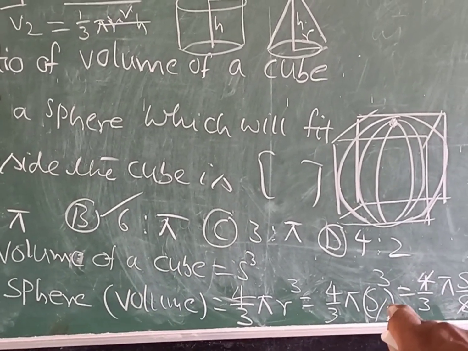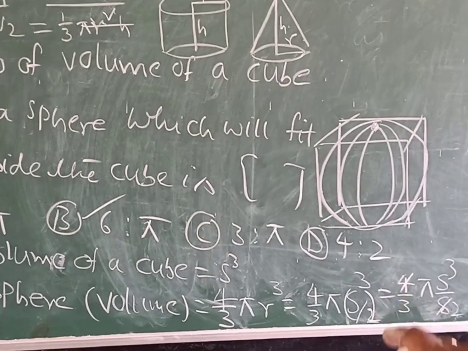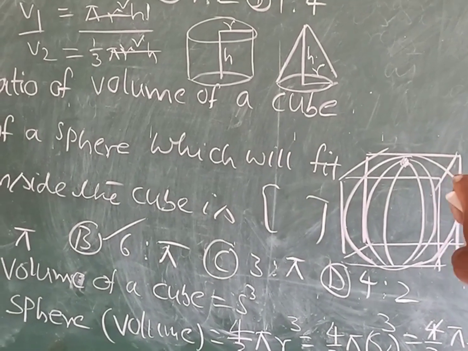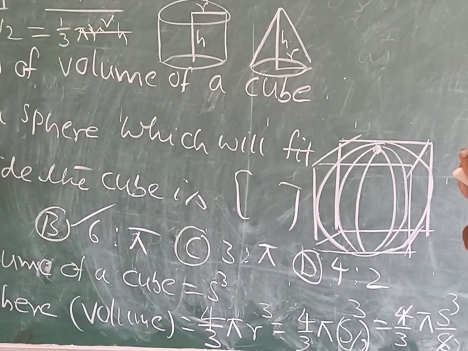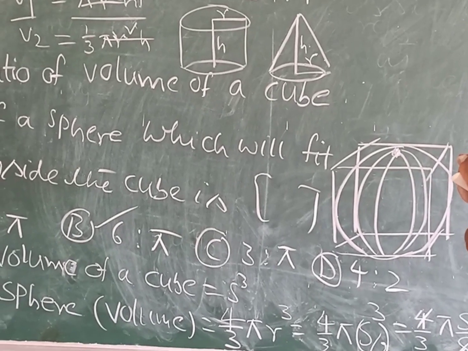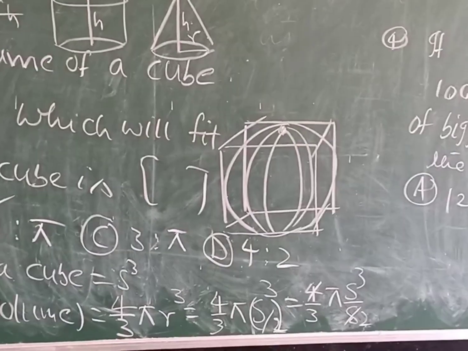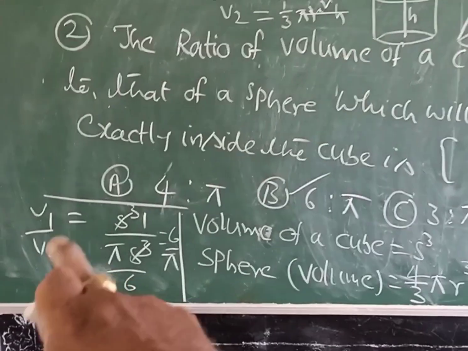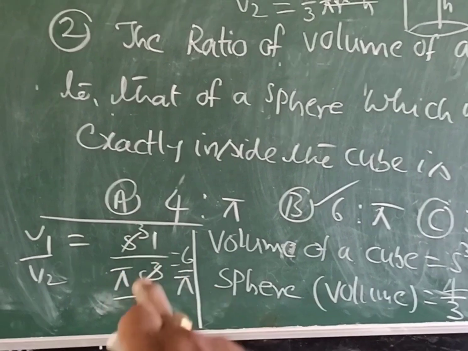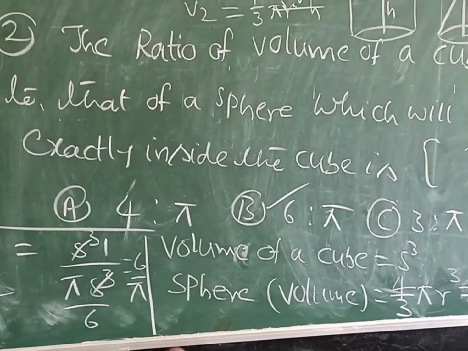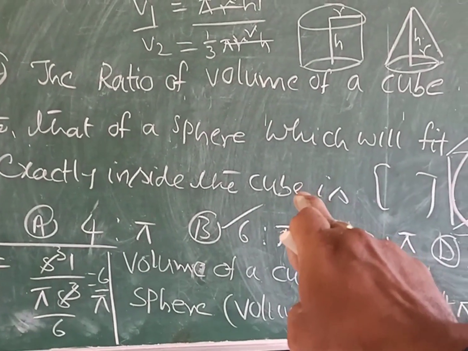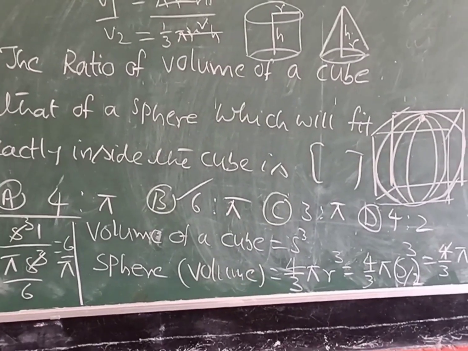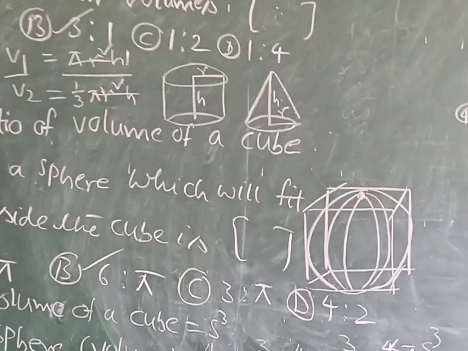Therefore, 4 by 3 into pi into radius, which can be taken as the half of the diameter of a sphere here. So, according to the given question, 4 by 3 pi into s by 2 whole cube. So, 4 by 3 pi into s cube by 8. So, when you consider the ratio of V1 by V2, V1 by V2 is equal to s cube by pi s cube by 6, that is equal to 6 by pi. So, the ratio of their volumes is 6:pi. And the sphere is exactly fitted in the cube.